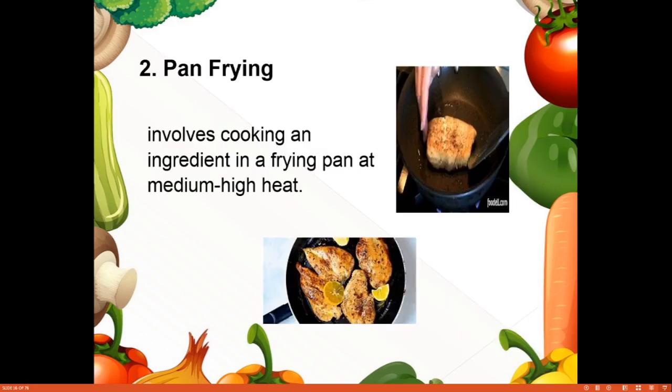Pan frying involves cooking ingredients in a frying pan at medium-high heat. Pan frying involves a bit more oil than usual as it helps prevent moisture releasing from the ingredients.